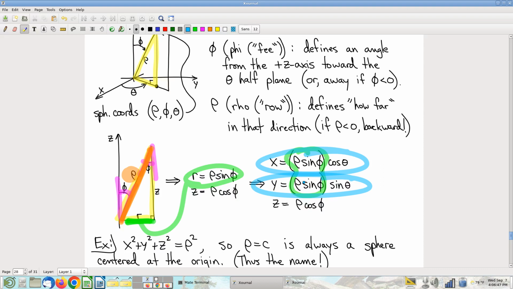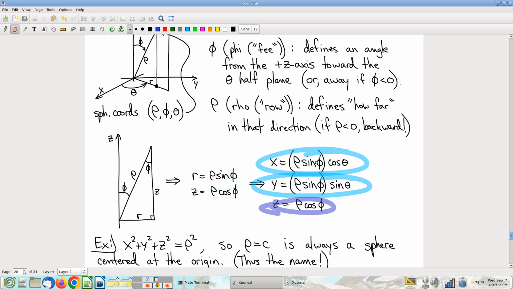And then, of course, this is z. It's the other side of that triangle, so rho cosine phi, and that is our third coordinate, and that completes our conversion formulas. What do you think? Everybody happy? Okay. All right, so I'm going to give you two bits of advice related to these formulas.